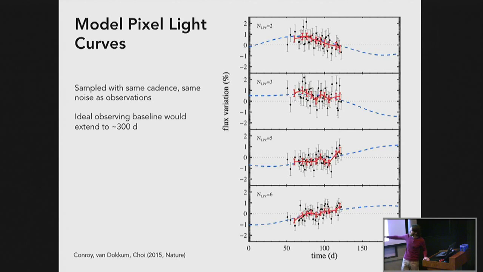Part of it is, again, for the short baseline, you expect them to just be basically rising or falling. You don't expect to see a whole cycle over a 72-day window. So we want to try to get longer baselines as well.